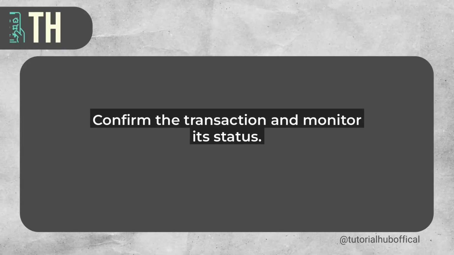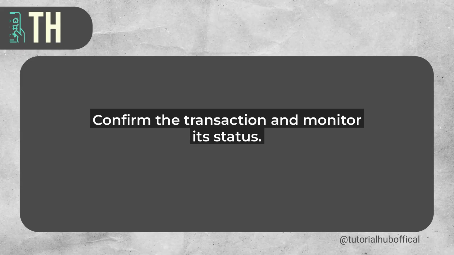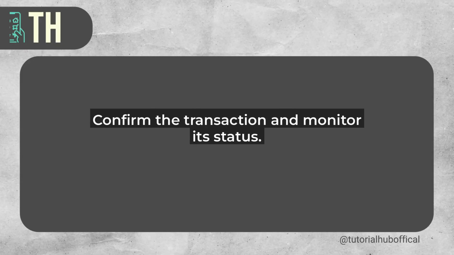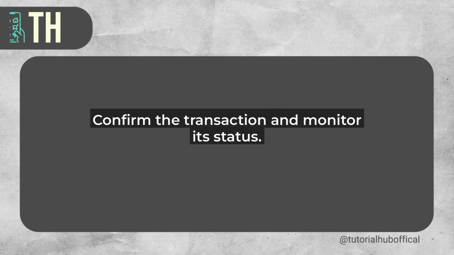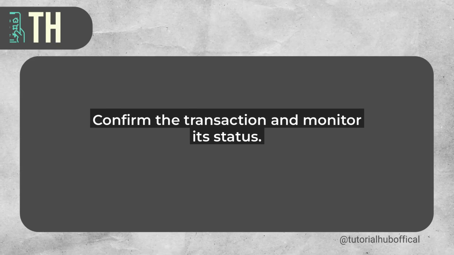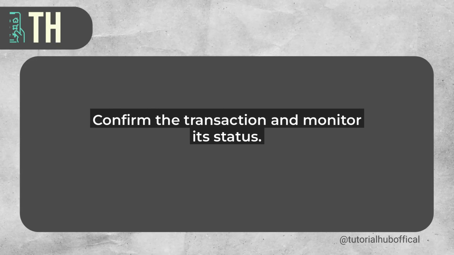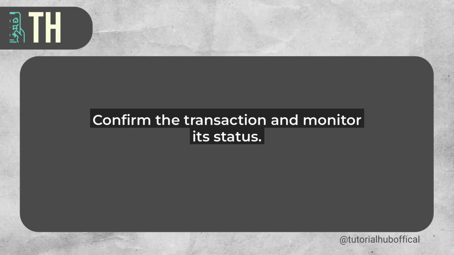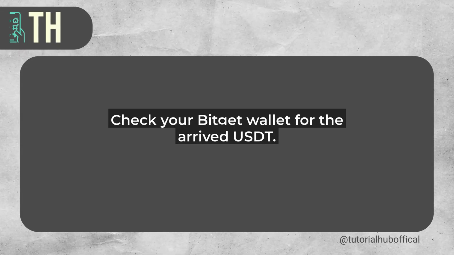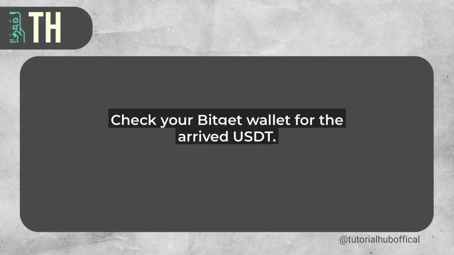Step 4. Once the transfer is initiated, keep an eye on the transaction status. It might take a few minutes to a couple of hours, depending on network congestion and fees. Head back to Bitget and check your wallet to see when the USDT arrives. And there you have it. Your USDT is now on Bitget, ready for trading or staking. Always double-check fees and use secure connections to prevent any issues.